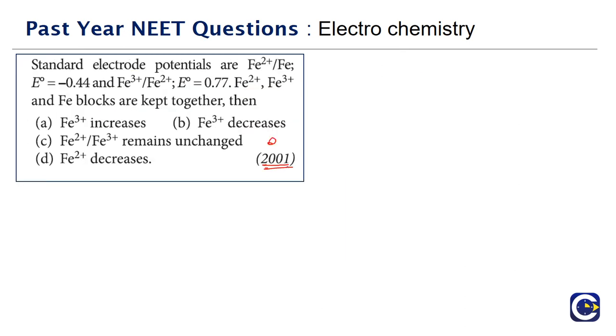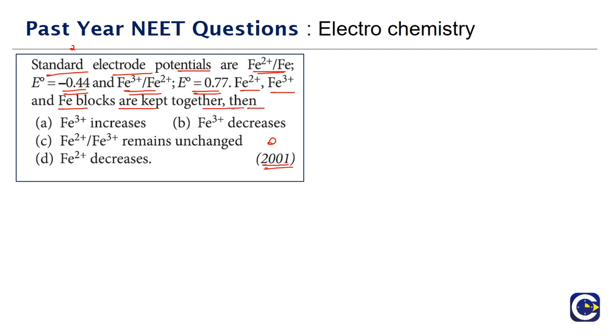Next we have a straight question. This came in 2001. The standard electrode potentials of Fe2 plus getting reduced to Fe is minus 0.44, and Fe3 plus getting reduced to Fe2 plus is 0.77. Fe2 plus, Fe3 plus and Fe blocks are kept together. Then what happens?